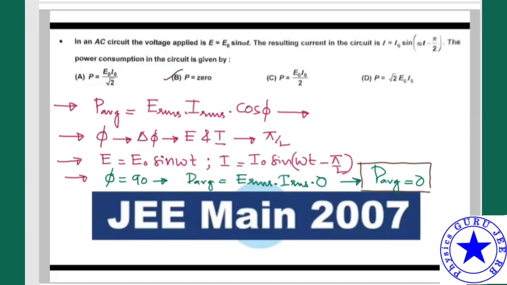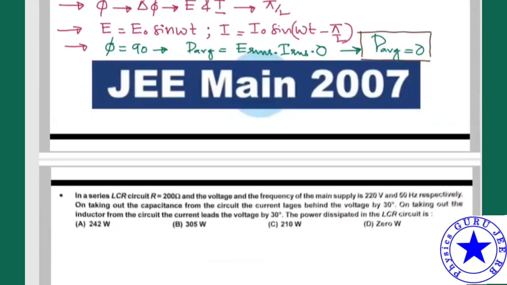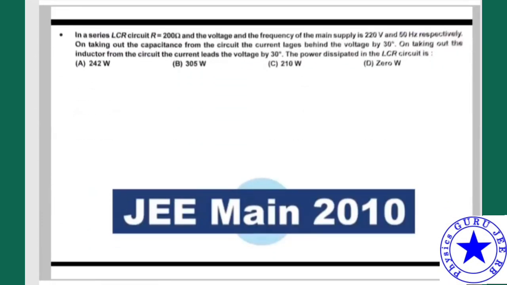Okay, next we'll move to the 2010 question. Let us see the 2010 question here. In a series LCR circuit, the resistance is 200 ohms, and the voltage and frequency of the mains supply are 220 volts and 50 hertz respectively. On taking out the capacitance from the circuit, the current lags behind the voltage by 30 degrees. On taking out the inductor from the circuit, the current leads by 30 degrees. Then what is the power dissipated in the LCR circuit? This is the question, so let us solve this one.